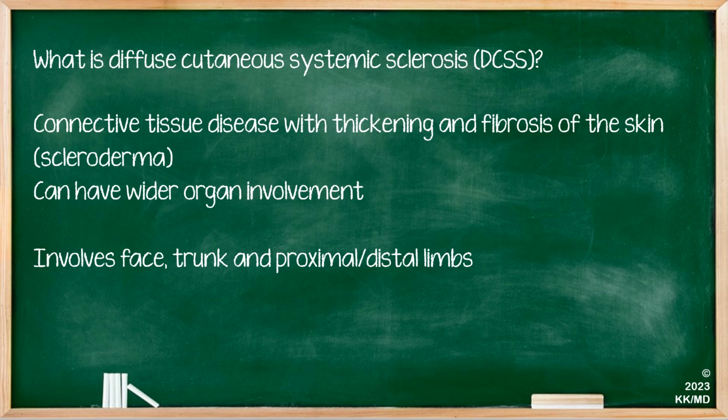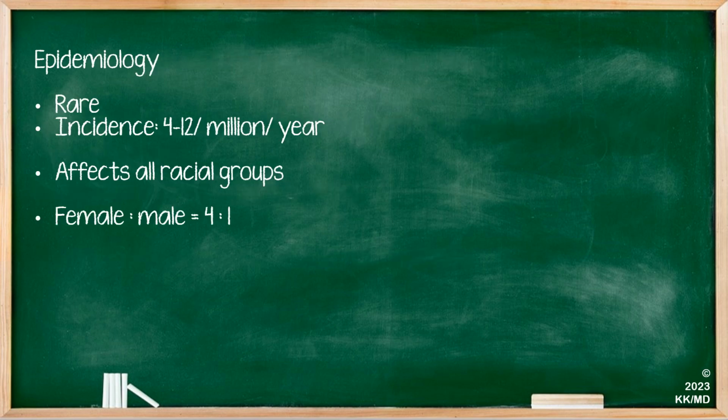So first and foremost, what is diffuse cutaneous systemic sclerosis? It's a connective tissue disease with thickening and fibrosis of the skin, formerly known as scleroderma, and more importantly, it can have wider organ involvement. In the diffuse form, it frequently involves the face, trunk, and proximal and distal limbs. As for its epidemiology, it is quite a rare disease. The incidence is about 4 to 12 per million per year worldwide. It affects all racial groups and affects females more than men, with a ratio of about 4 to 1.